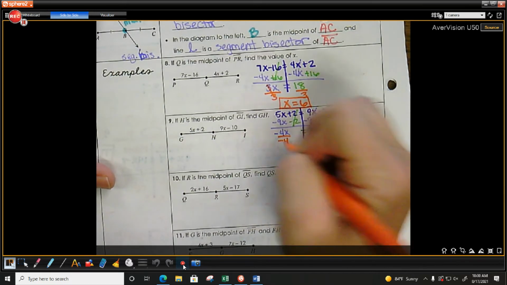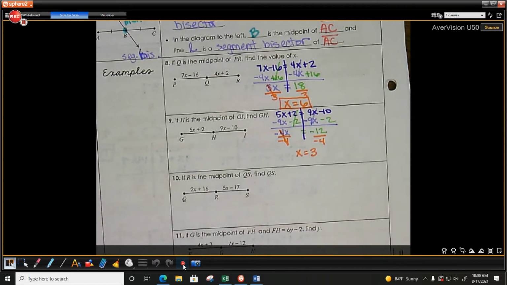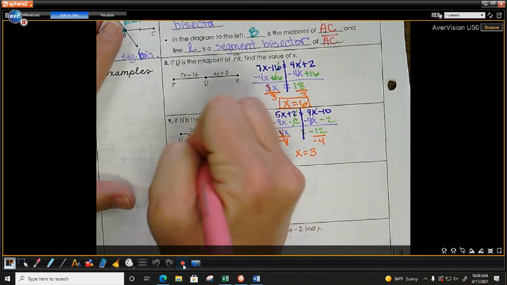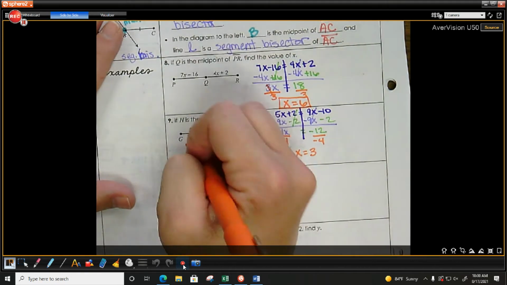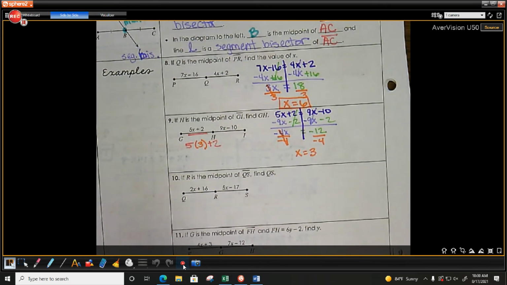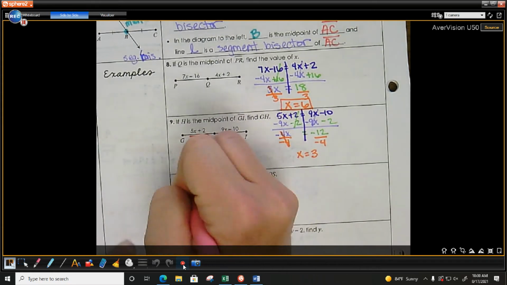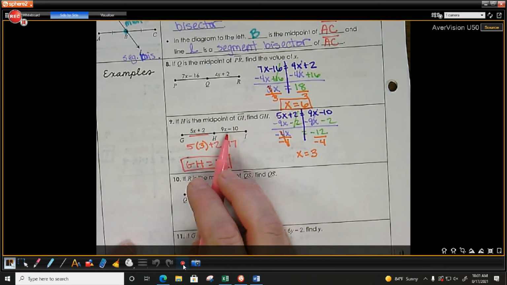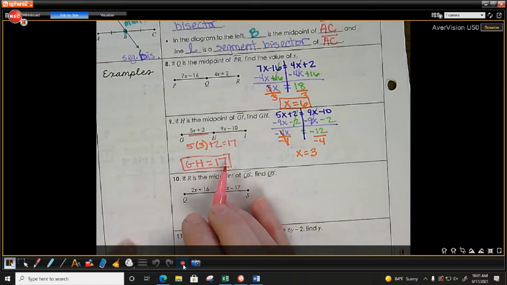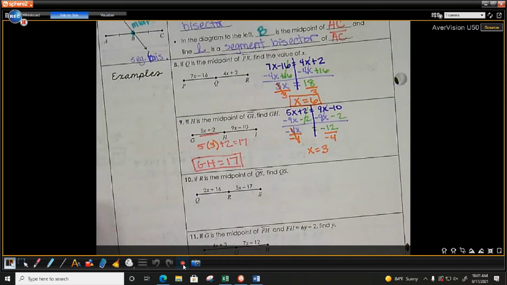And I get x equals 3. Is it asking me for x? No, what is it asking me for? GH. Okay, so I'm going to use this right here. So 5 times 3 plus 2. What's 5 times 3? Plus 2. 17. So we're going to say GH equals 17. Could you check yourself and plug 3 in for x here? What's 9 times 3? Minus 10? Should that match this? Yes, because these are congruent segments because point H is the midpoint. Okay? How are we feeling about these? Good?